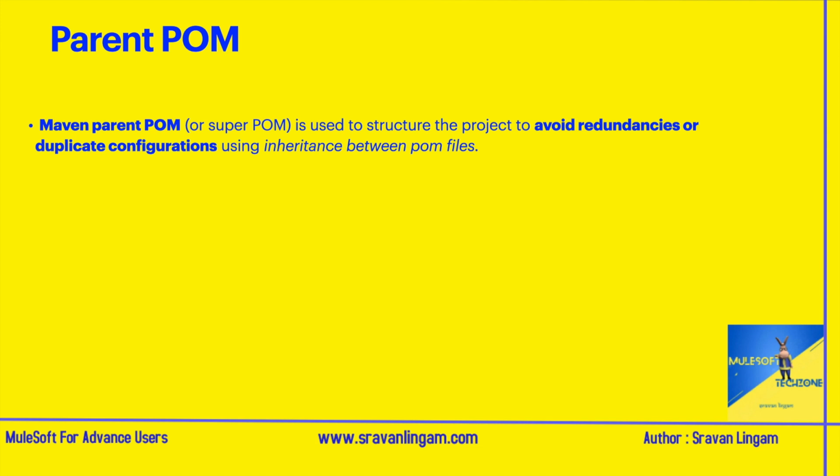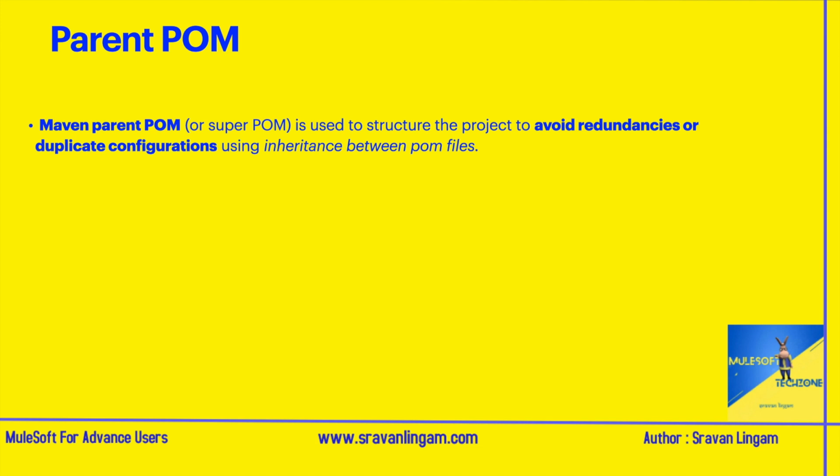Coming to parent pom. So what is parent pom? Maven parent pom, it's nothing related to Mule, but we use it in Mule as well. The Maven parent pom, or we call it super pom, is used to structure the project to avoid redundancies or duplicate configurations by using the method of inheritance between pom files. For example, you know that most of our applications have HTTP connector as a source, right? So for every application, we keep dragging and dropping the HTTP connector. A dependency is added inside the pom.xml, right? When you have 10 applications, you will have 10 dependencies in pom.xml.